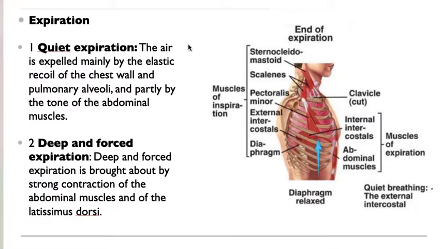Now, expiration. We have the quiet expiration, in which the air is expelled mainly by the elastic recoil of the chest wall and the pulmonary alveoli, and partly by the tone of the abdominal muscles, whereas deep and forced expiration is brought about by strong contraction of the abdominal muscles and that of latissimus dorsi.